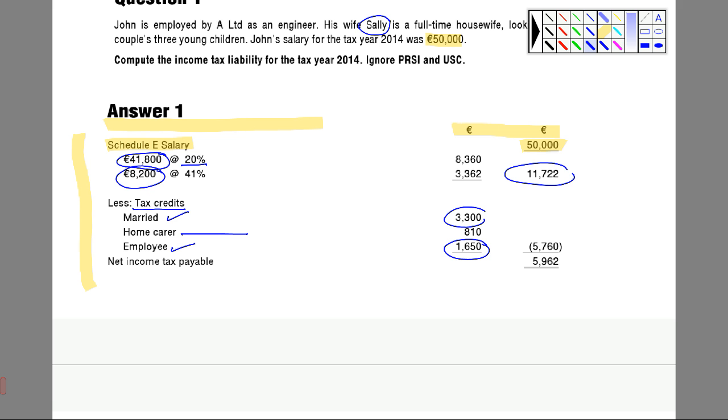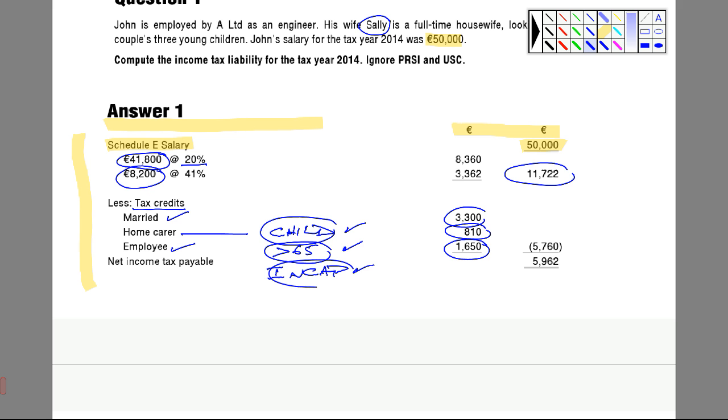Well, basically, the home carer credit, as you see, it's 810, and that will kick in where we have one of the spouses, in this case, a wife, caring for either a child, someone greater than 65, or an incapacitated person. So it's either 1, 2, or 3. Now bear in mind, we cannot get this home carer credit if the full-time housewife cares for a spouse. It's only in relation to these items: child, someone over 65, or an incapacitated person.